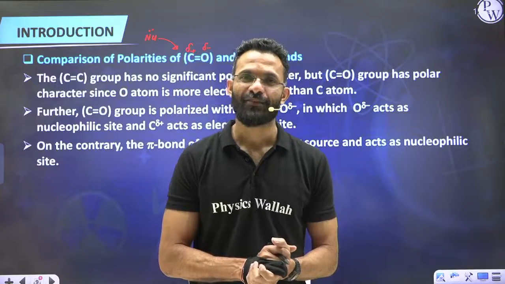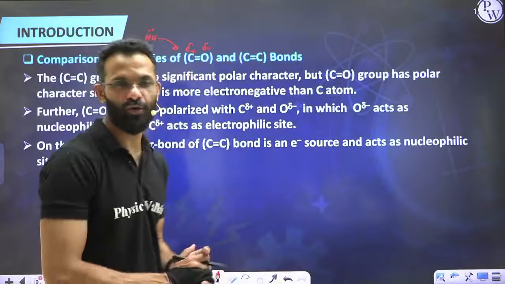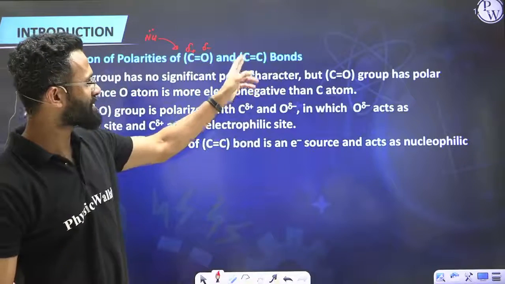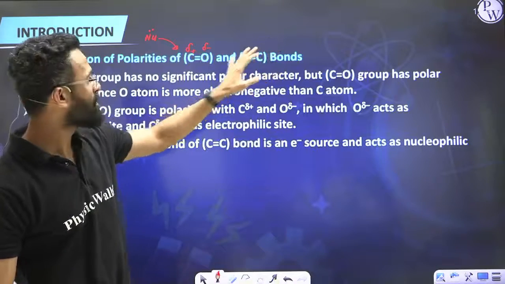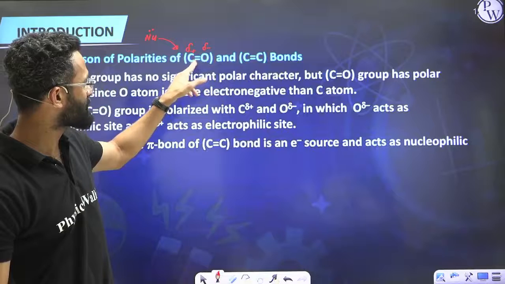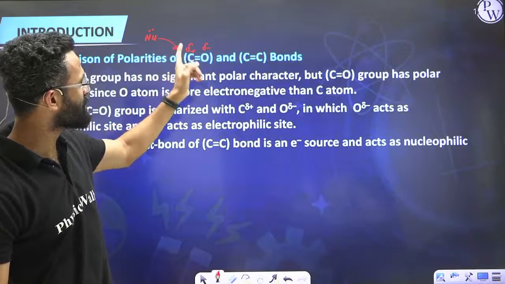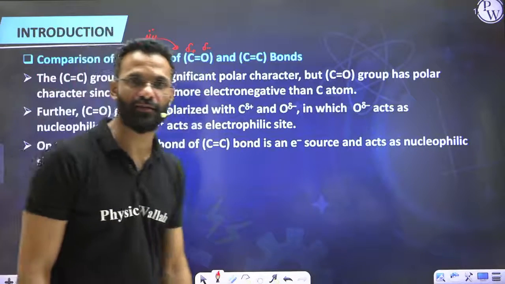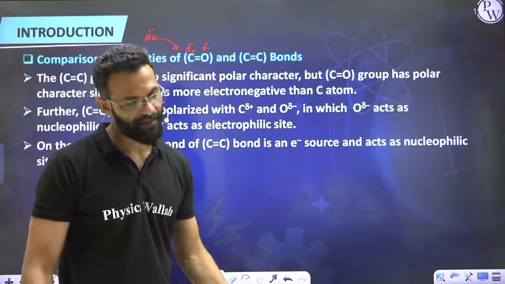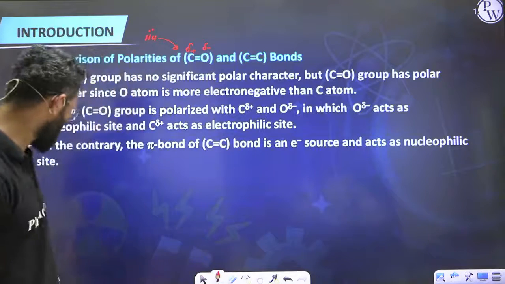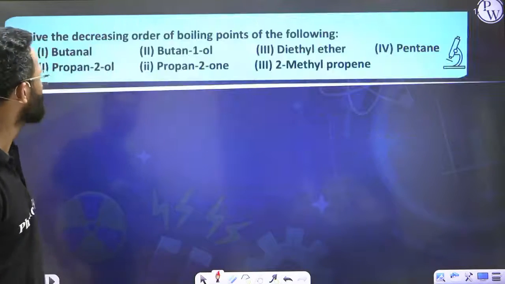So guys, finally we talked about how alkenes show their characteristic reaction, electrophilic addition, but carbonyl compounds show their characteristic reaction of nucleophilic addition due to the polarization of the carbonyl carbon atom. And now we will be discussing two questions here.